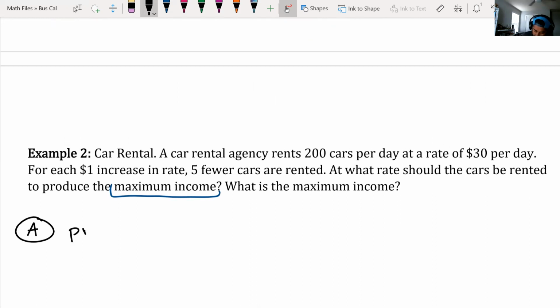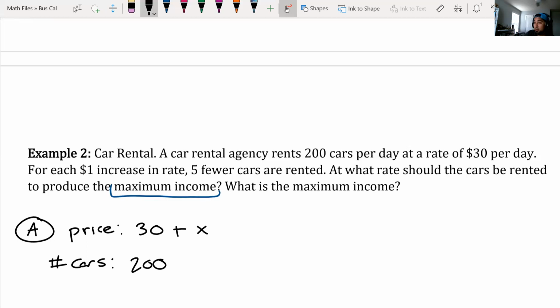So I guess we could start with price. Here we rent 200 cars per day at a rate of $30 per day. So price, and then number of cars: 200 cars at $30 per day. And then we increase the rental rate by $1. So that means it's going to be 30 plus 1x, where x represents each $1 increase.